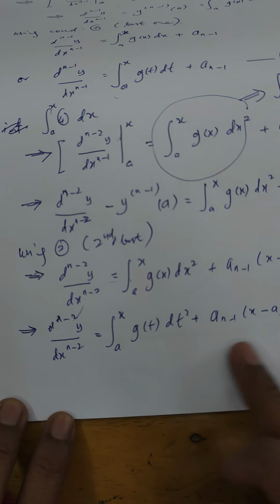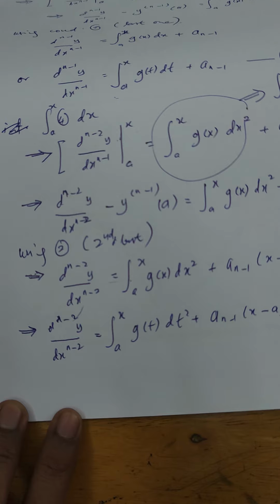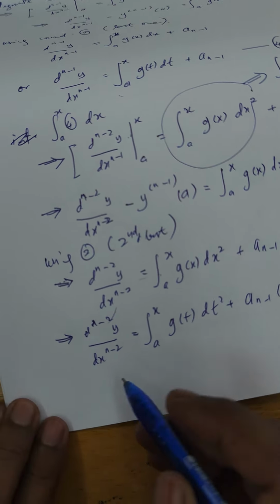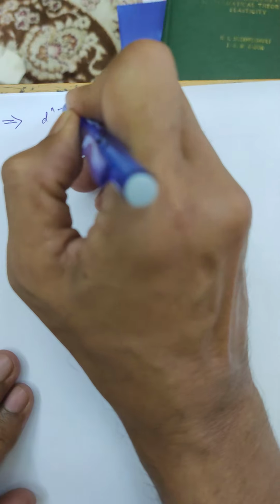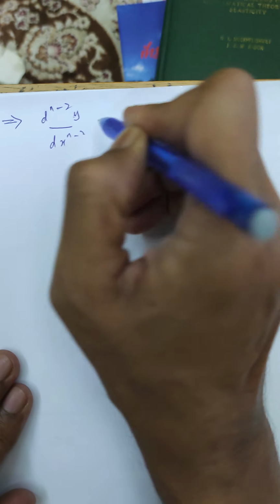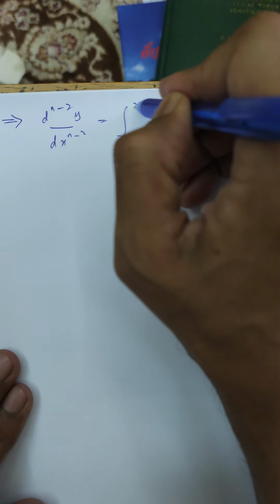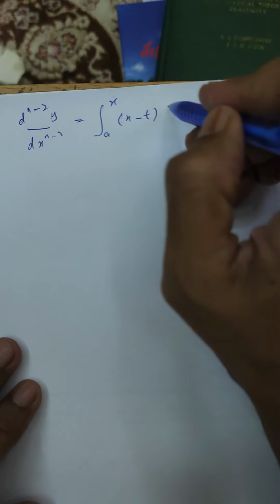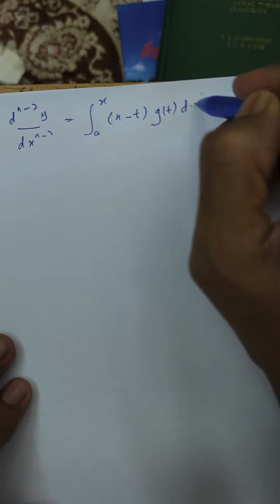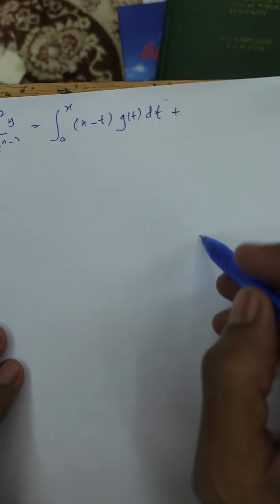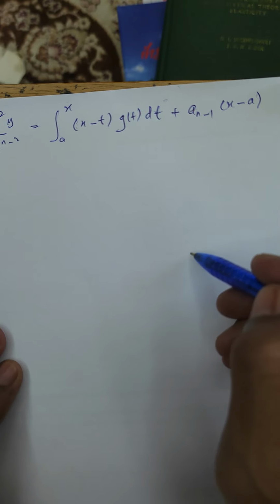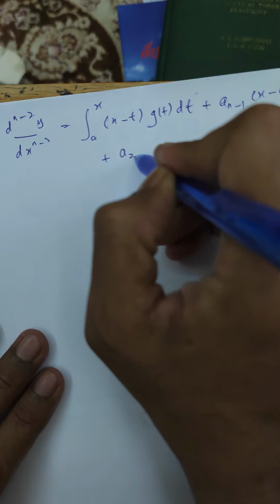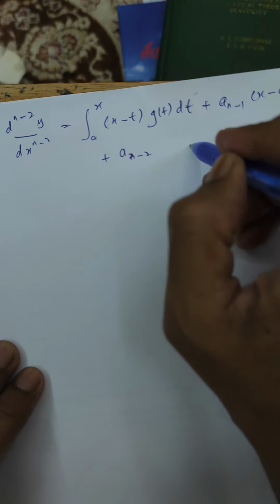Okay, so what we do here, just change x and t, and again we can rewrite that, so you can write d^(n-2)y/dx^(n-2) equal to the integral from a to x of (x minus t) g(t) dt plus a_(n-1)(x minus a) plus a_(n-2). So let's call this equation number 7.